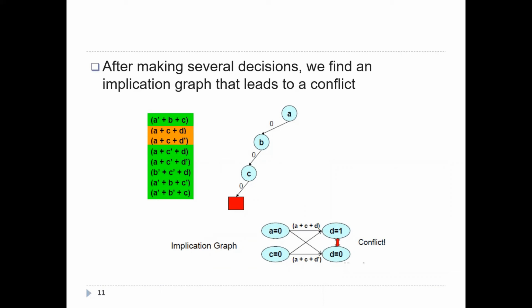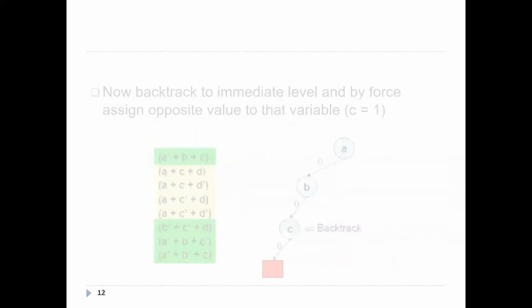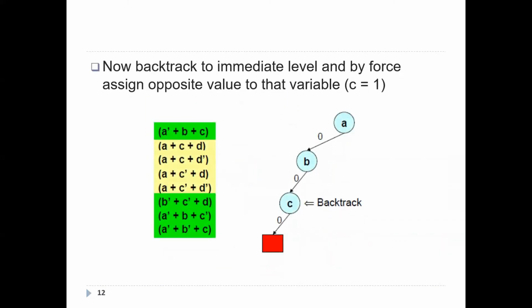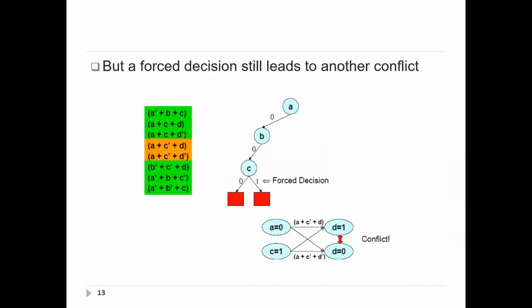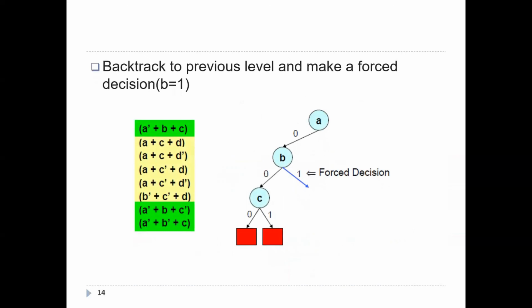Now we are going to backtrack the previous variable, which is c is equal to 0, and assign it the value c is equal to 1. On assigning the value c is equal to 1, we again reach a conflict of interest, where d is becoming 1 and d is becoming 0 at the same time, which is not possible. Now we again backtrack to the previous level, which is b is equal to 0, and now we apply it a value of b is equal to 1.